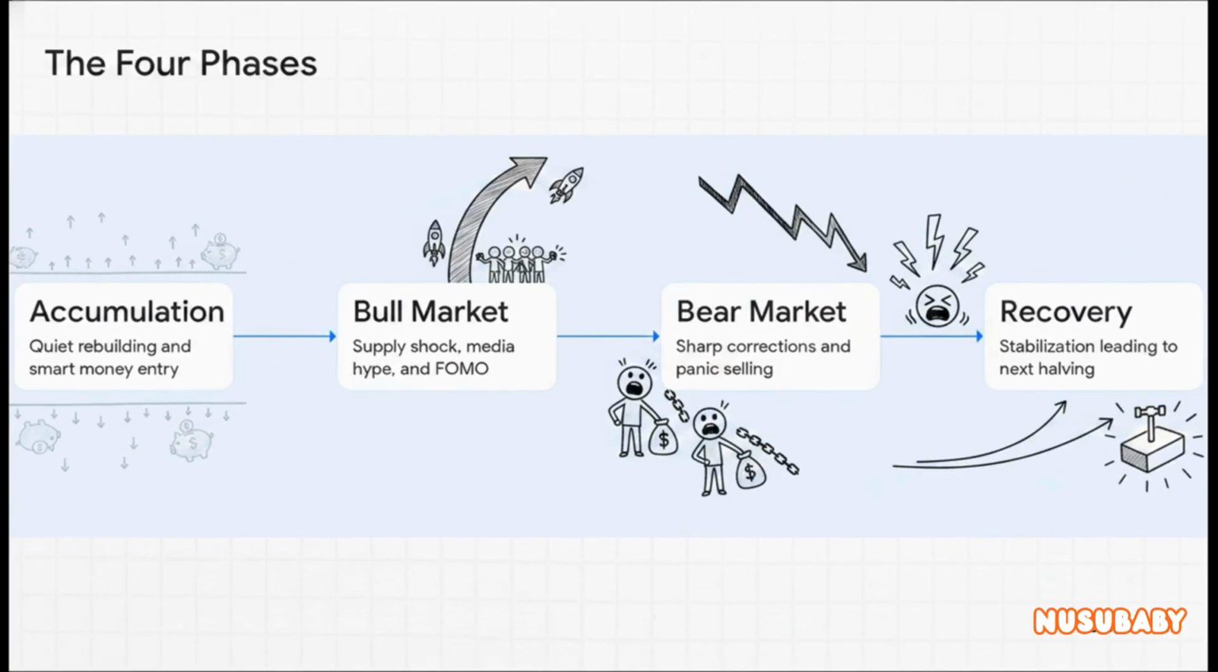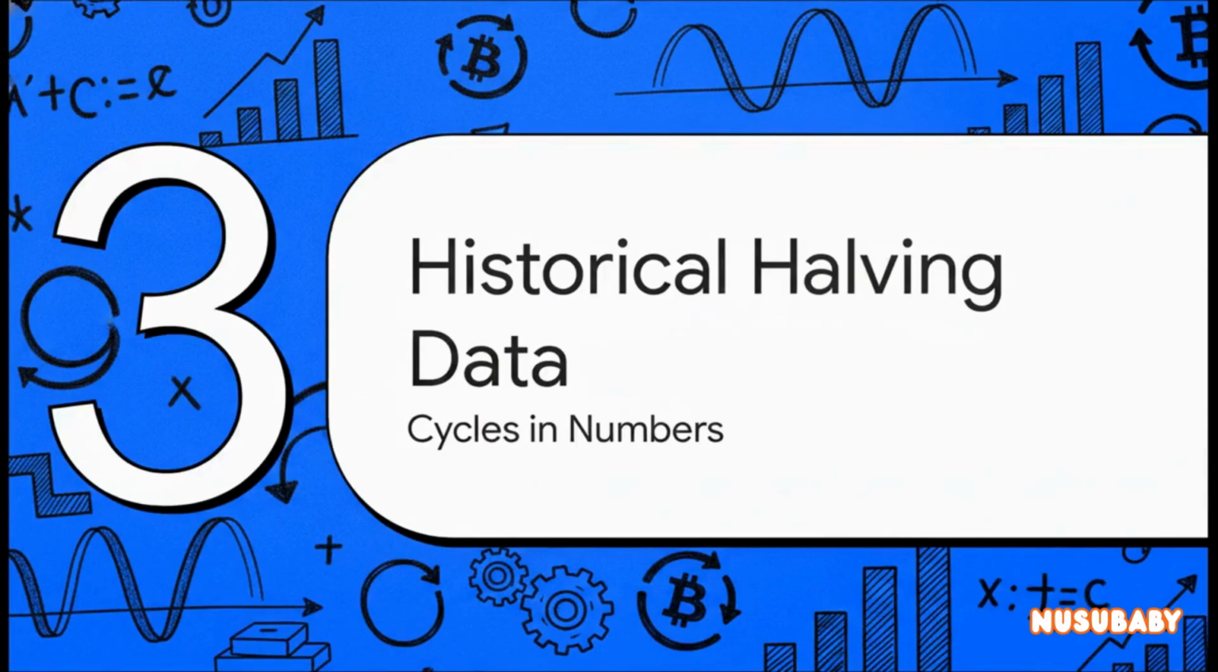Next, bam, the bull market. The reduced supply from the halving actually hits the market, prices start rising, media hype kicks into overdrive, and retail FOMO, fear of missing out, drives prices to staggering new all-time highs. But euphoria never lasts. That leads right into the bear market. It's a brutal phase. We're talking sharp corrections, often dropping 70 to 80%, filled with pure panic selling. Finally, we hit recovery. The weak hands are flushed out, the market stabilizes, and the stage is totally set for the next halving.